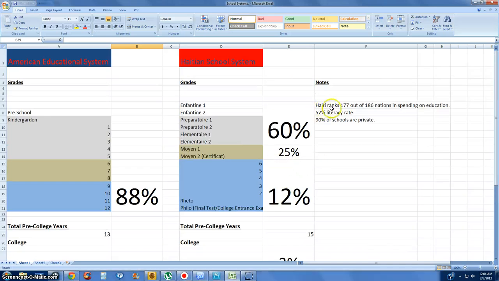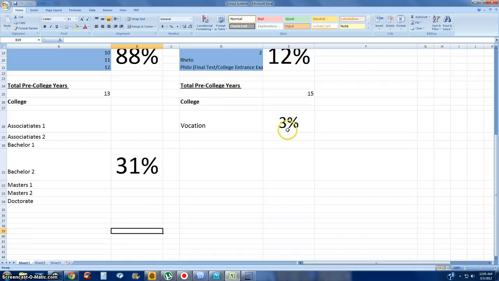And then on top of that, during my research, I found out that Haiti ranked 177 out of 186 as far as nations who spend on education. The literacy rate is just over 50%, and 90% of schools are private, which means that if you don't have the money to send your kids to school, then they're out of luck. So really, we're dealing with about half, probably half or less of the population that accounts for these numbers.